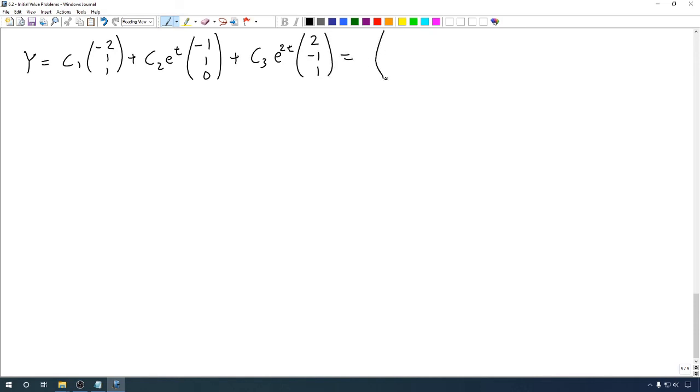So again, if we put this all together, what do we get? We get negative 2 c1 minus c2 e to t plus 2 c3 e to the 2t. Then we have c1 plus c2 e to the t minus c3 e to the 2t. And finally, c1 plus, well, that's a 0, so that's nice. So we get plus c3 e to the 2t.